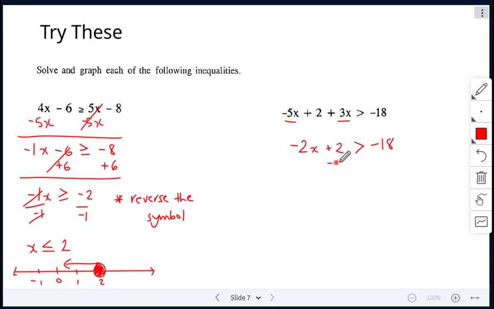So I'm going to subtract 2 on both sides. So I have negative 2x is greater than negative 18 minus 2, or negative 18 plus negative 2, however you want to put that in your calculator. But negative 18 minus 2, or negative 18 plus negative 2 gives you the same answer, which is negative 20.